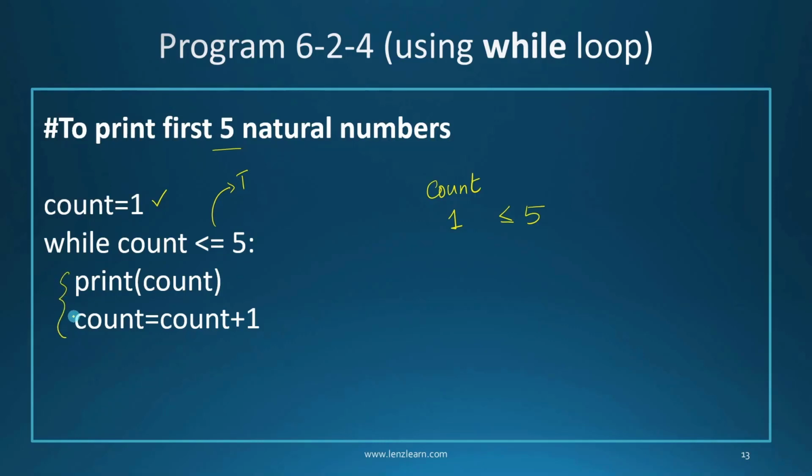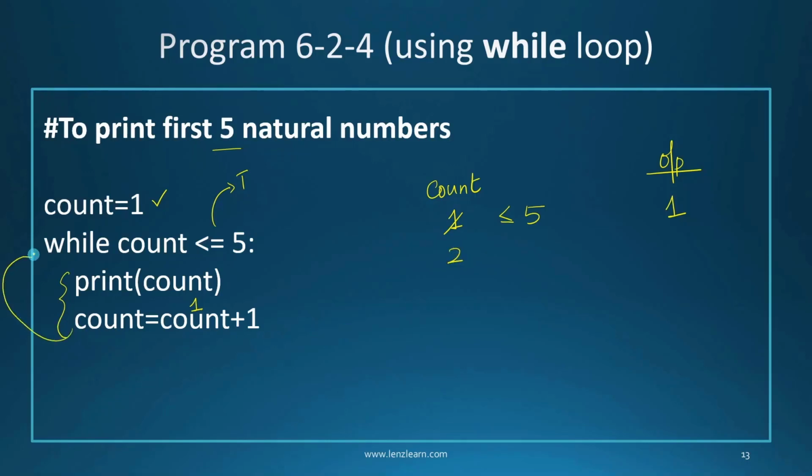Now these two statements form the body of the while loop for this example, right? So now I will print the value of count. So in the output, I will see the first value 1 is getting printed. Now after that, I will increment the value of count. So here you can see the value of count now is 1. So I will do 1 plus 1. The result 2 will be stored into count. So the new value of count is going to be 2.